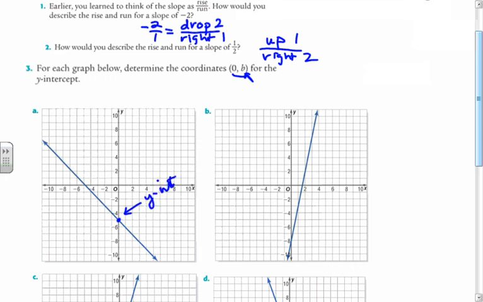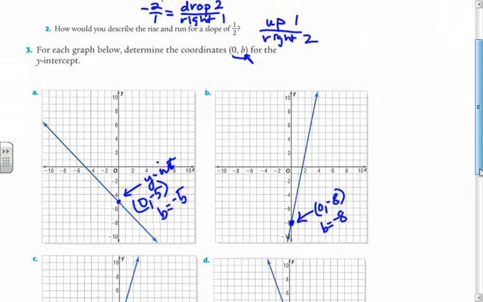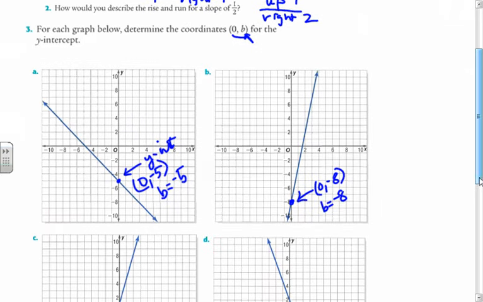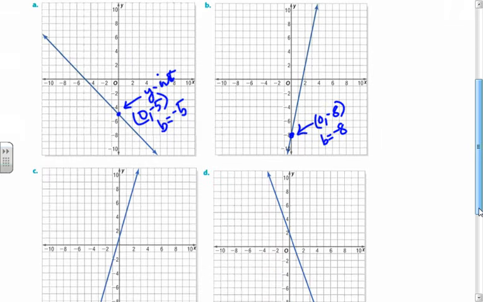For this line, the y-intercept is (0, -5). And so b is the y part of that, which is -5. And that's going to be part of our equation. I'll show you that in a little bit. On this graph, the y-intercept is the point (0, -8). The b part is the -8. The next thing we're going to do is find the slopes of these lines, and then we're going to write the equations for the lines.